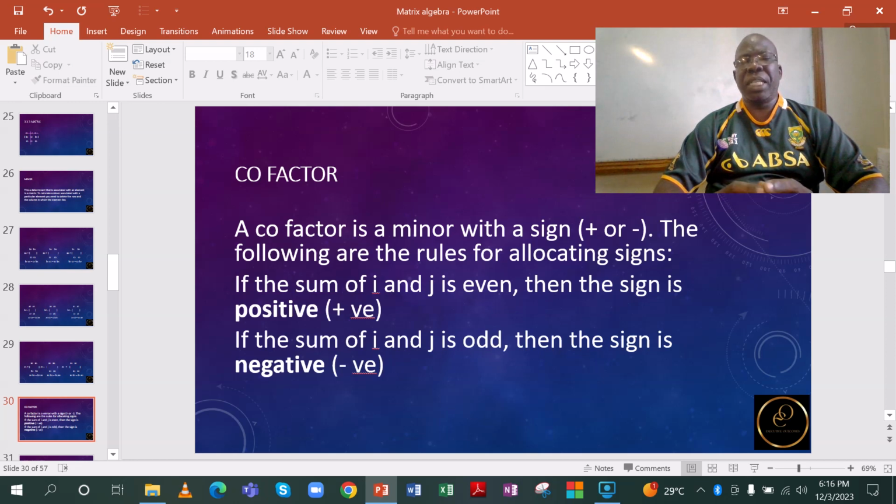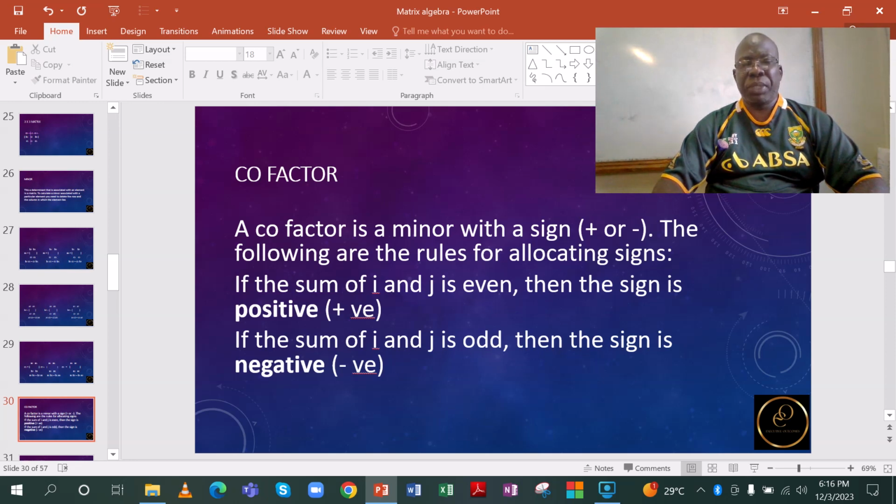So we look at the order of the element. What we mean by the order of the element is more like coordinate points that identify where this element sits in the matrix. So you talk about the coordinate points in respect of the row number and the column number, so rows and columns.